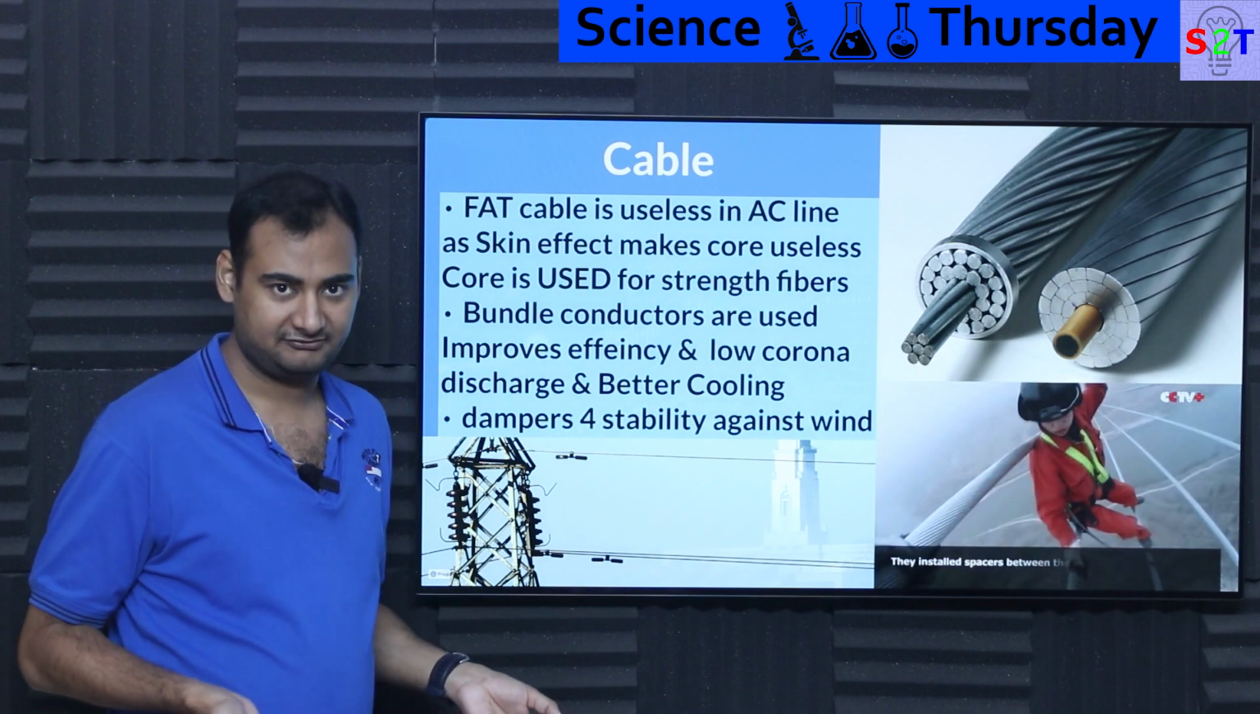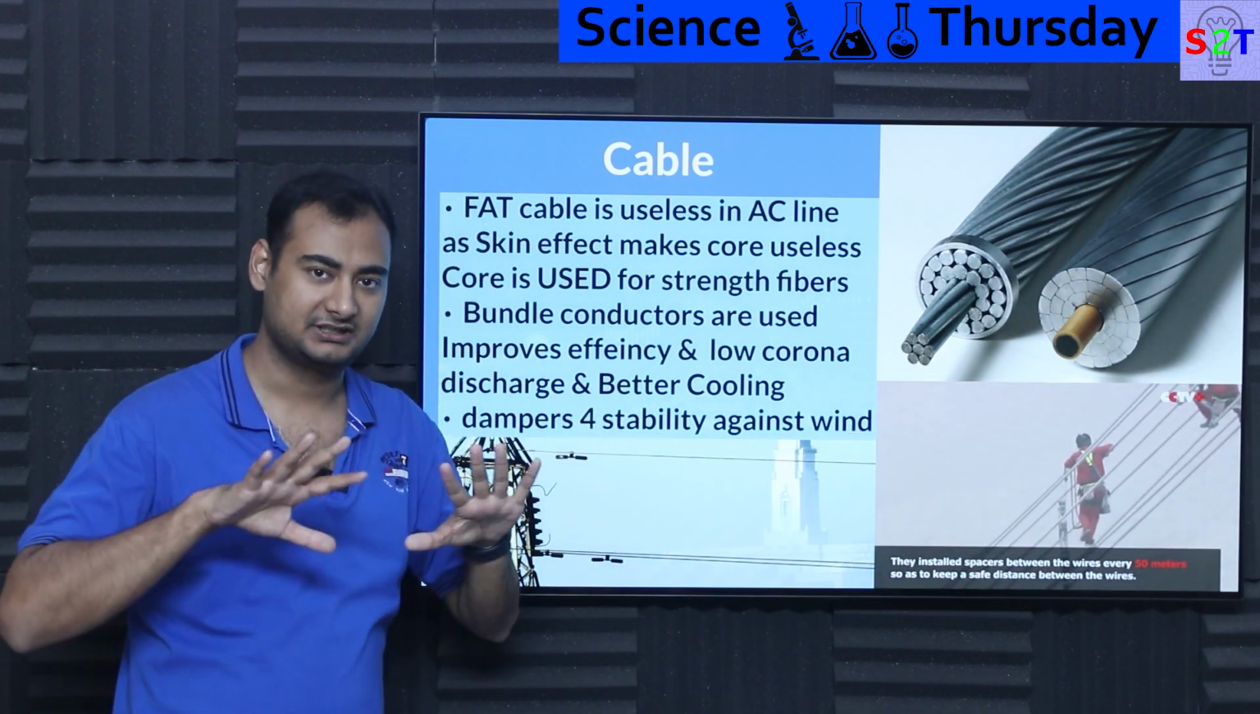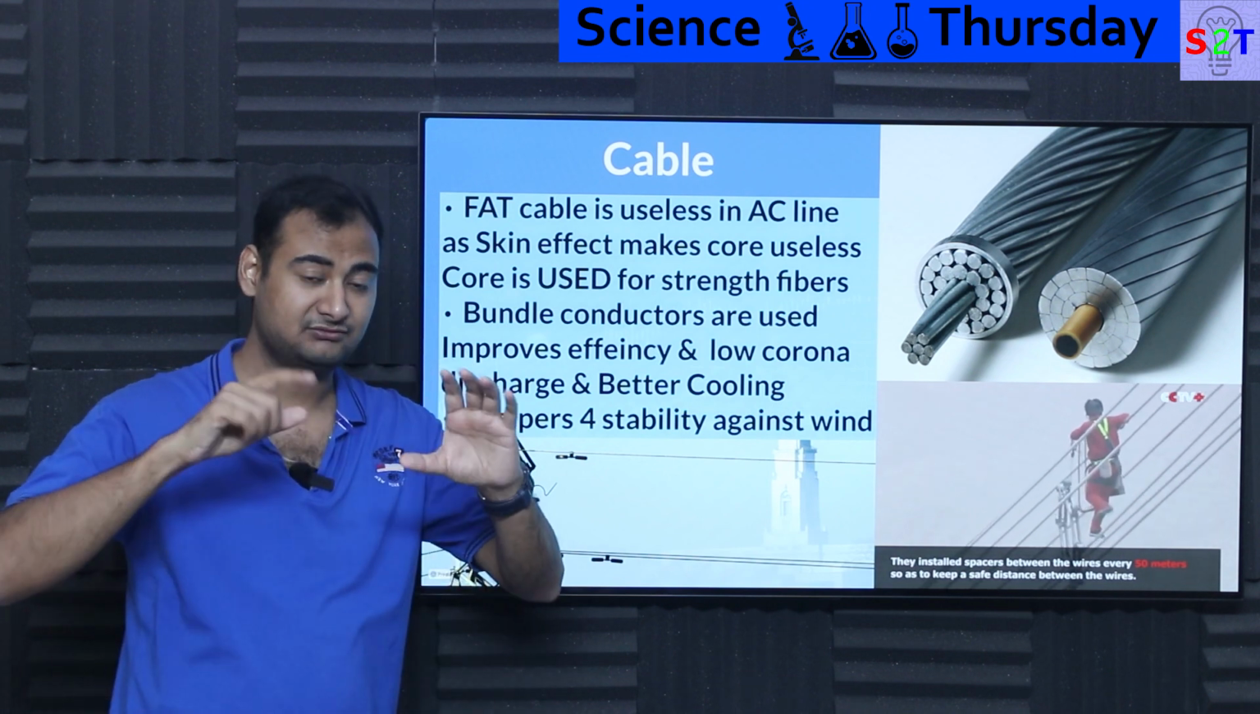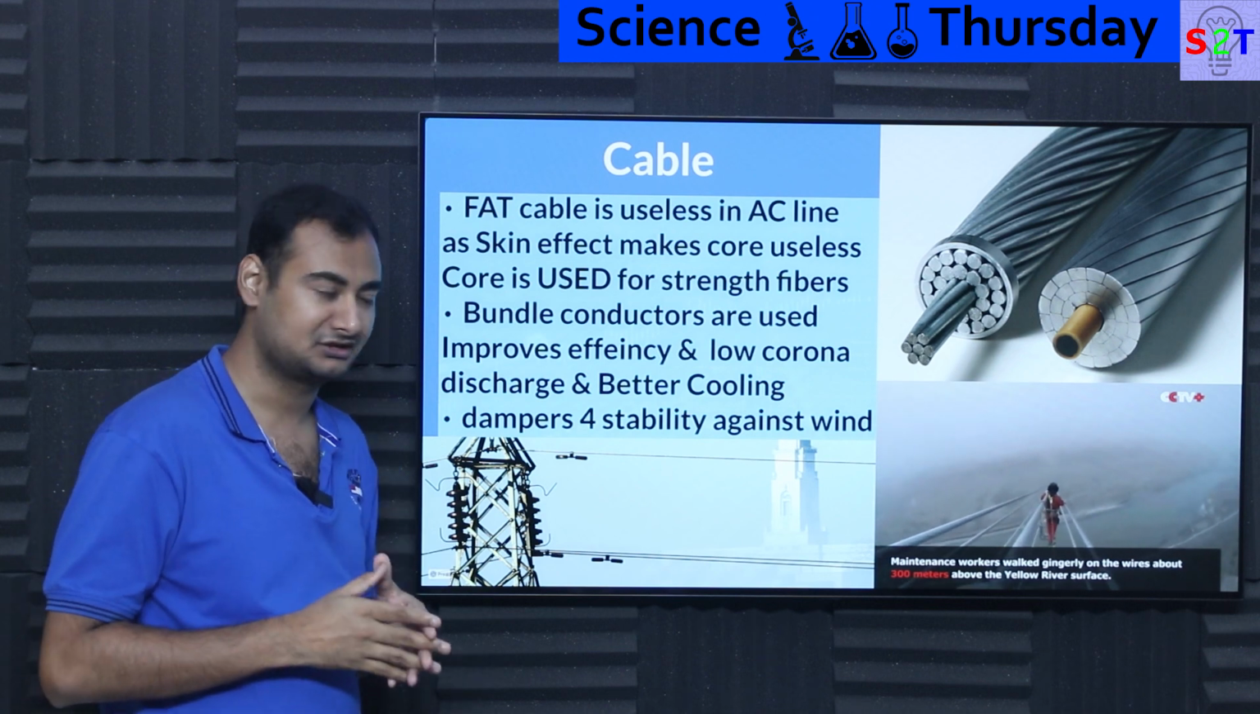Now, it has to cool itself. How the heck will it cool itself? Again, if it's spaced out this far apart, it has enough airflow where it can chill itself down. If you used one thick one, the core literally could reach a point of melting. So that's why we use bundle conductors.